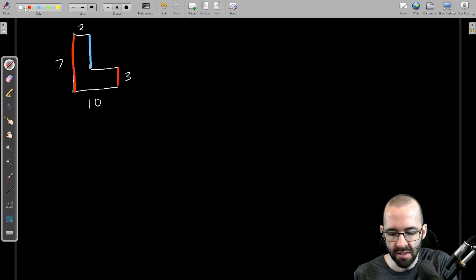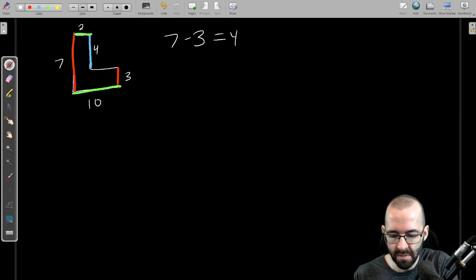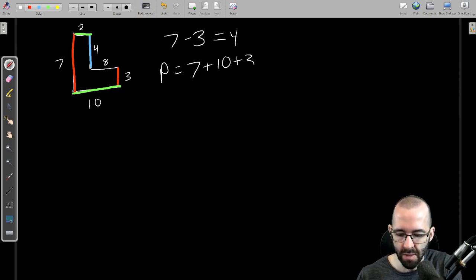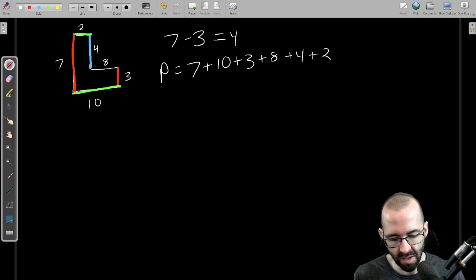is just the difference. 7 minus 3 is 4, so this has to be 4. Similarly, this is the small length and this is the big length, so the difference is going to be 8. Now we can find the perimeter by adding up all those numbers together: 7 plus 10 plus 3 plus 8 plus 4 plus 2, which I believe is 34.